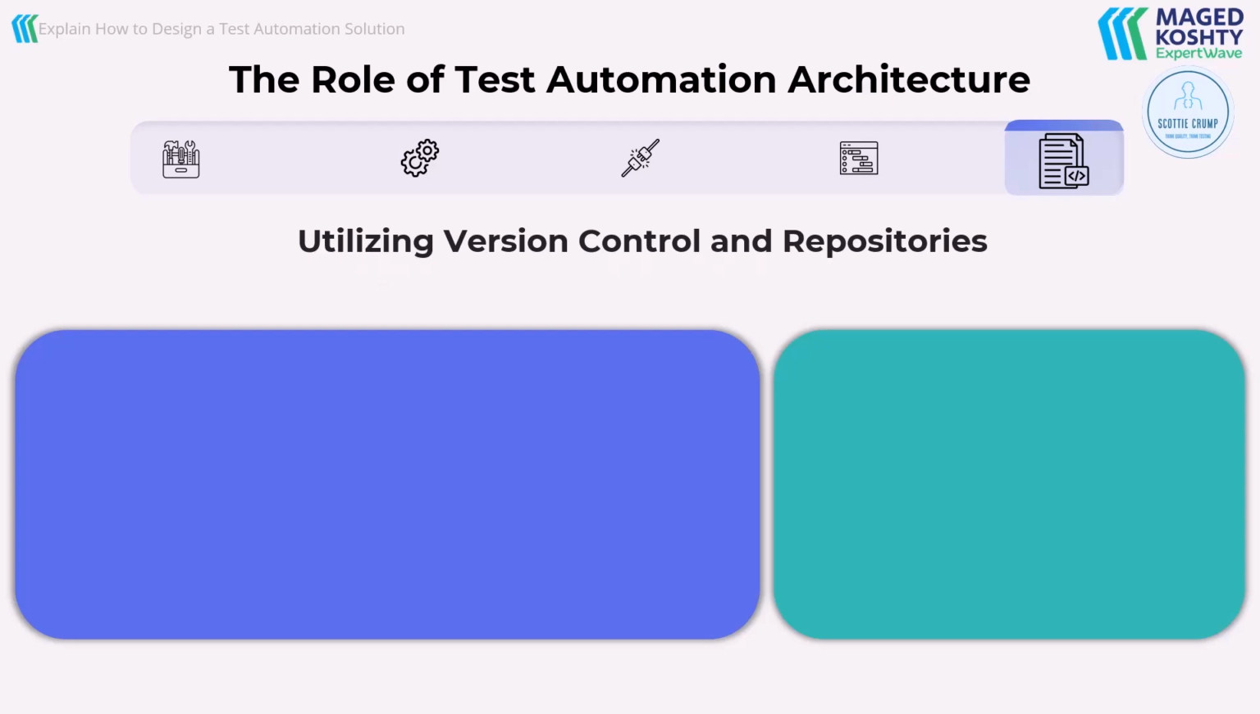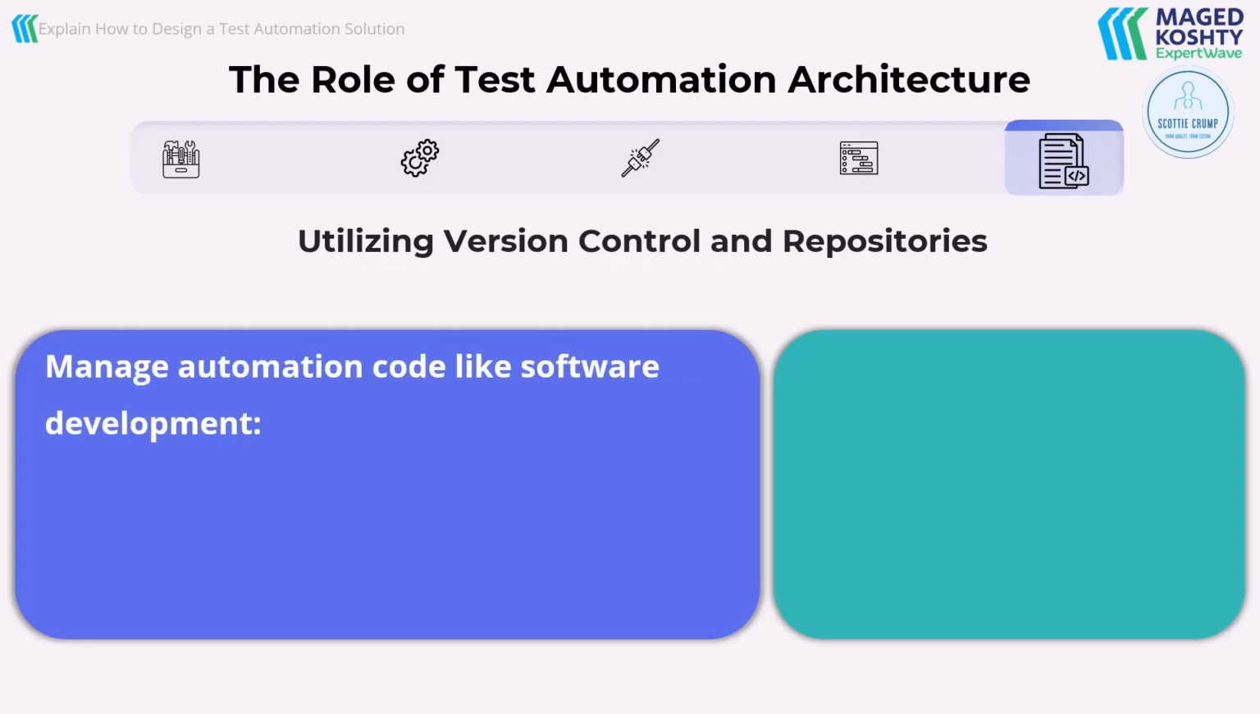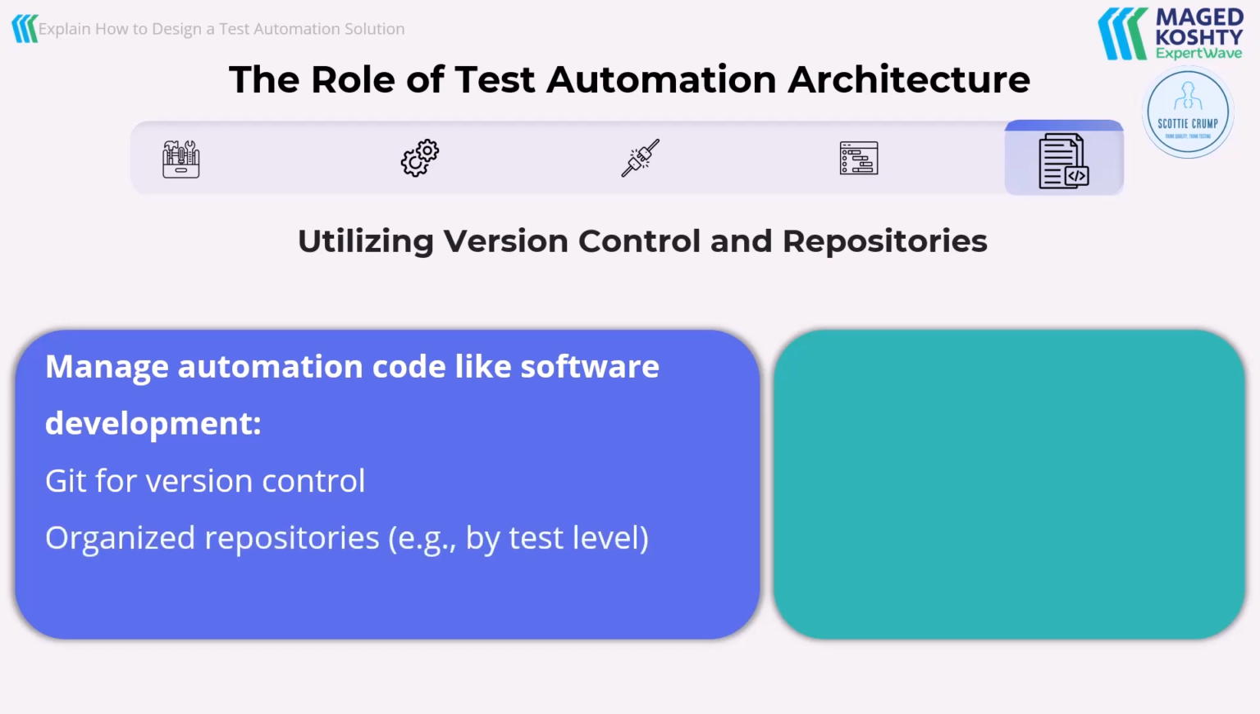Utilizing version control and repositories. Last but definitely not least, you need to think about how you manage the code for your test automation. This means choosing a version control system like Git, setting up repositories for your automation code, establishing branching strategies, and defining processes for code reviews and merges. This might seem like standard software development practice, and it is, but test automation is also software development, and the same practices apply.